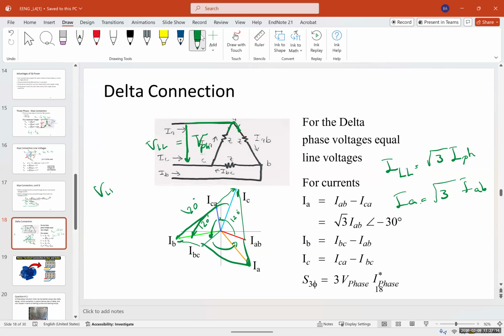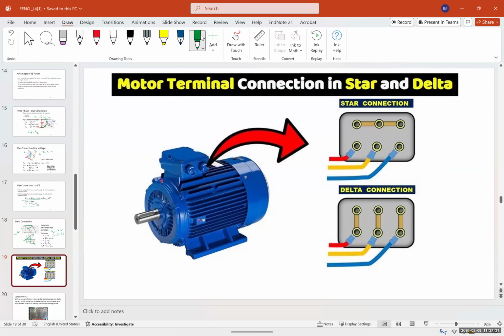So in a delta, V line to line is equal to V phase. Now, some motors are designed for both star and delta connections, but other motors, not all three phase motors, are designed for delta and Y connections. Only some motors work both on delta and Y connections.